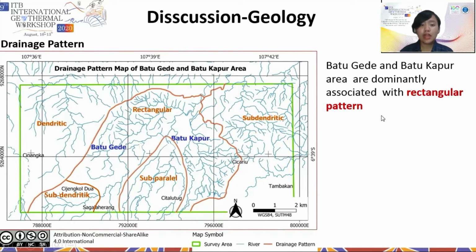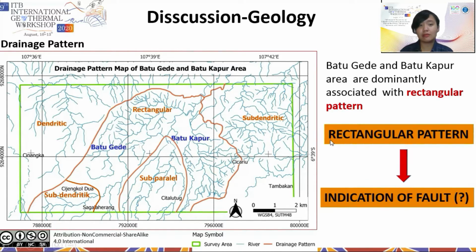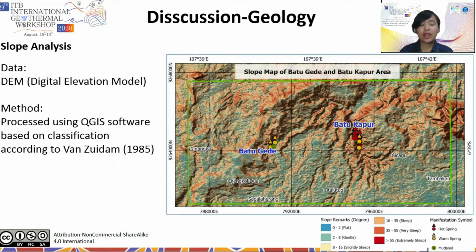In summary, both areas are dominated by a rectangular pattern as an indicative of streams following prominent fault or joint system. At Batu Gede, particularly around manifestations, there is a significant change of the slope, where the gentle area is surrounded by steep area. It might indicate the presence of fault or lithological contact. Manifestation emerges in gentle slope, therefore it might be associated with fine-grained size rock or basin or graben.